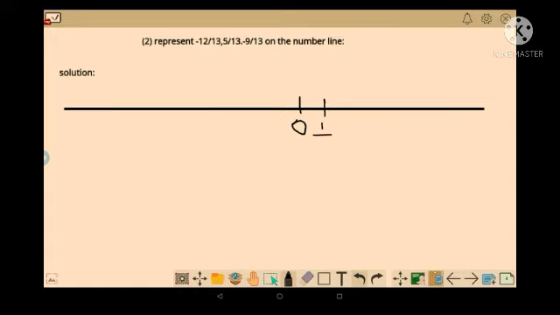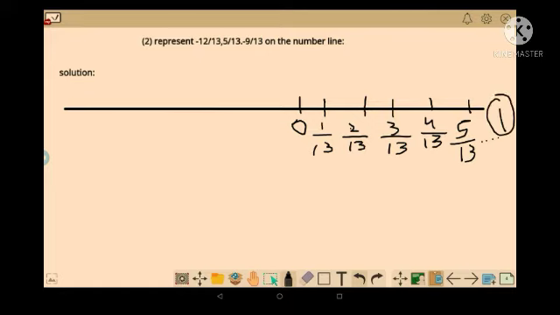Then 1 by 13, 2 by 13, 3 by 13, 4 by 13, 5 by 13, and so on till 1. Okay, till 1. So 5 by 13 is represented between 0 and 1 on the number line. Okay, it is a rational number also.